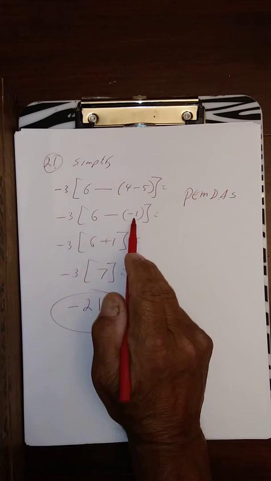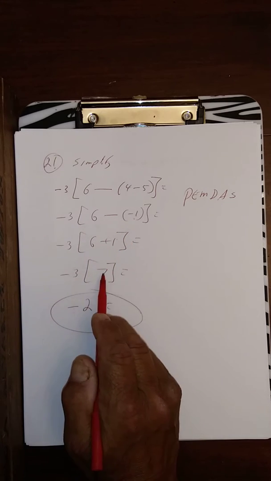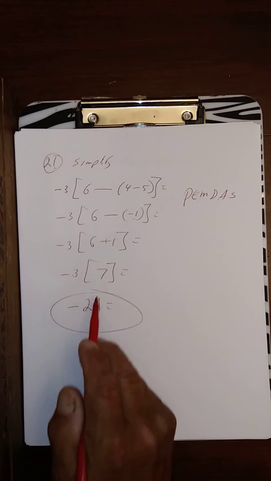4 minus 5 is negative 1. A negative of a negative is a positive 1. 6 plus 1 is 7. And 3 times 7 is negative 21.